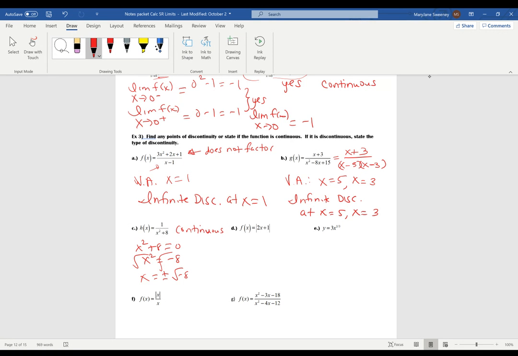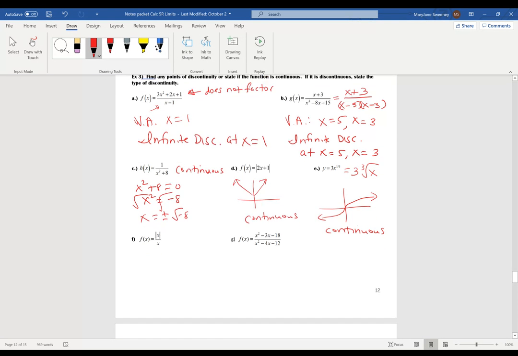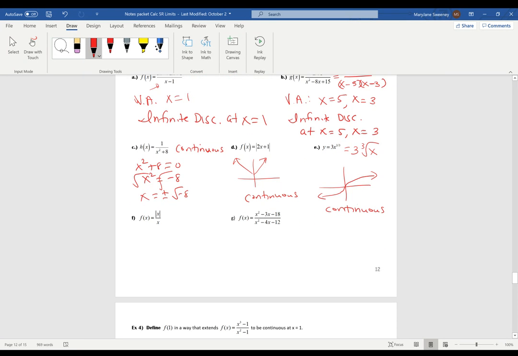This is an absolute value graph. It might look somewhat like this. So it's continuous. This is 3 cubic root of x. So this is a cubic root graph that's been vertically stretched. That's continuous. So we said root graphs were continuous. Absolute value graphs are continuous.